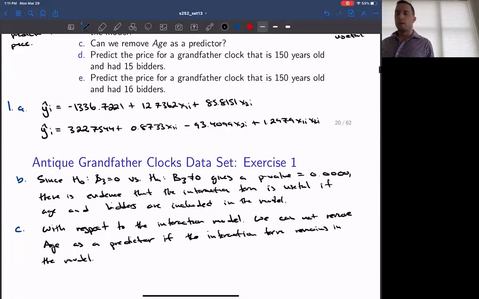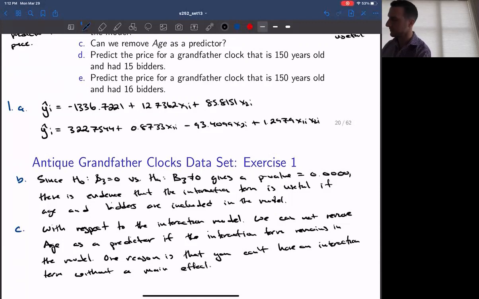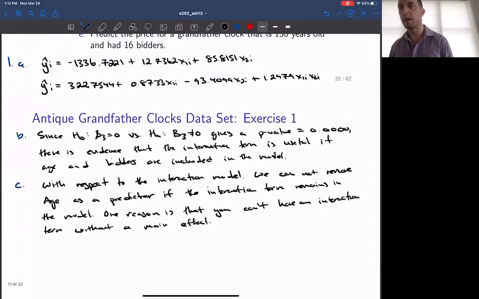Okay. Now, there's two reasons for this. One reason is that you can't have an interaction term without a main effect. Okay, so this would just be the general reason why. So if we include the interaction term in the model, you can't then knock out a main effect that's a part of that interaction, right?